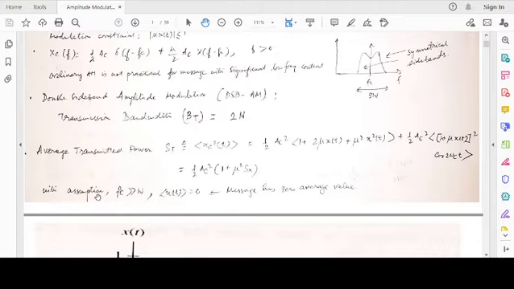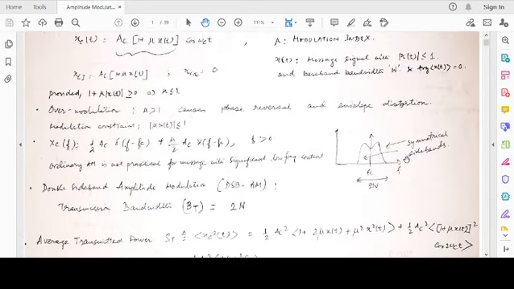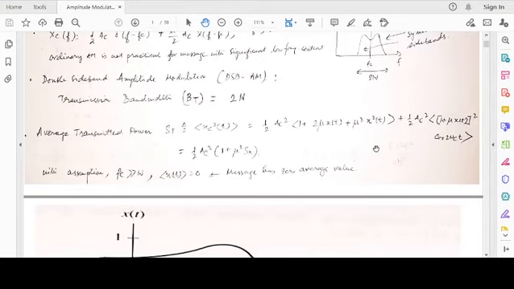Another assumption in this derivation is that the carrier frequency is much greater than the bandwidth, such that when the spectrum is translated there is no overlap. It is translated such that fc minus W is much greater than 0. There is no overlap between the negative frequency and the positive frequency spectrum after shifting.